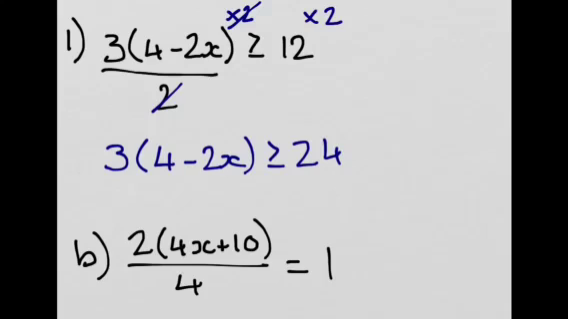Now the same applies for part B. You've got 2 bracket 4x plus 10 all over 4 is equal to 1. You want to multiply to get rid of the fraction, multiply out the brackets and then solve for x.